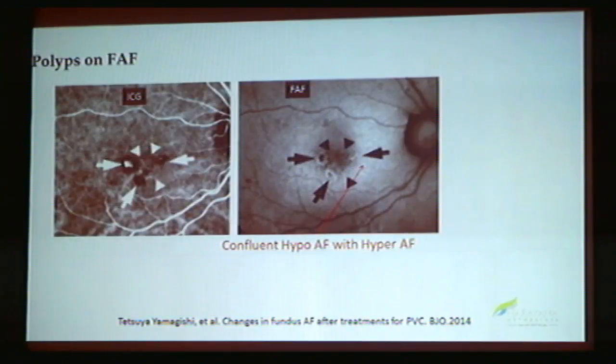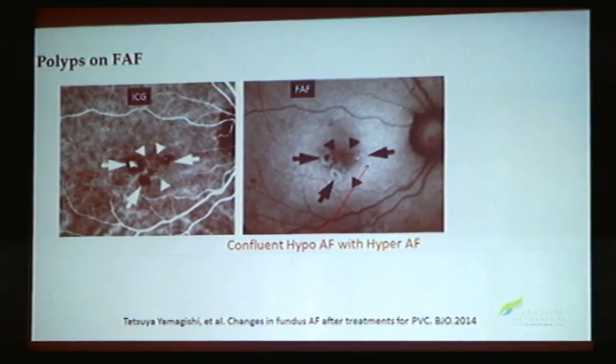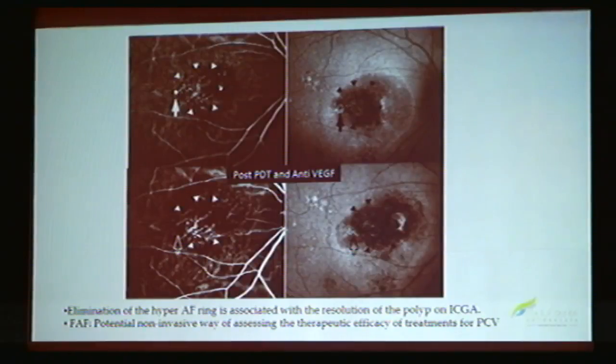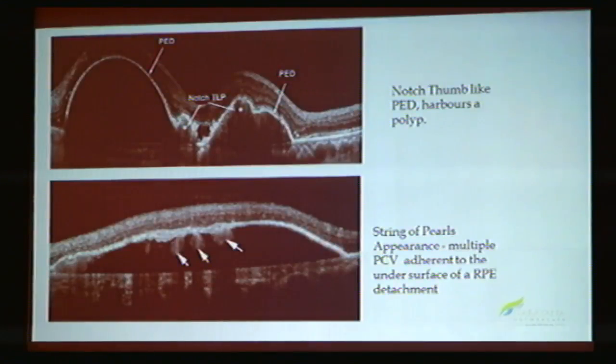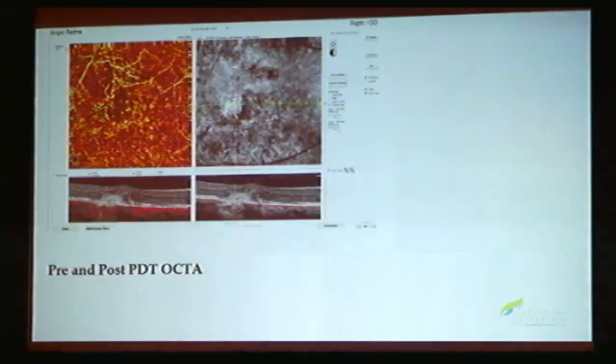So polyps on FAF, it was noted that they have a hyperfluorescent halo with a hypoautofluorescent center. Post PDT, it was noted that when the polyps disappear on an ICG, even the polyps on FAF kind of lose the hyperautofluorescent periphery. So these are the notch thumb-like sign and string of pearls appearance on the OCT B-scan.